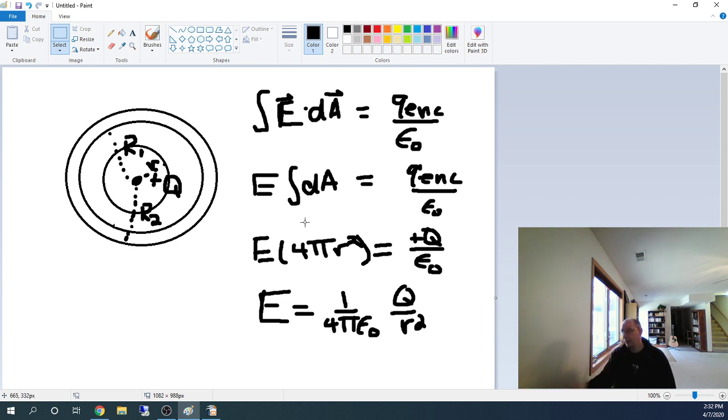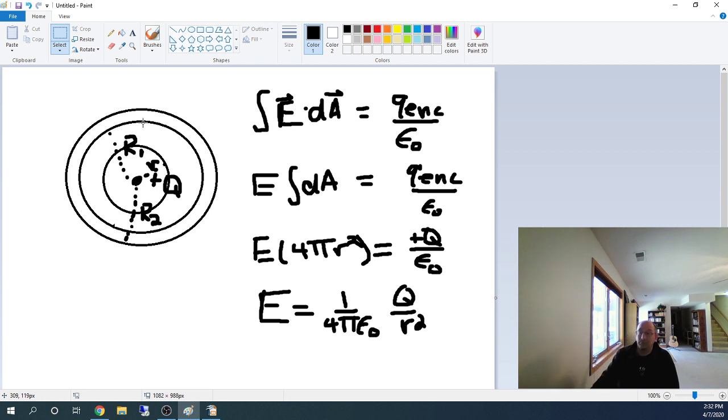Then I would perform the same thing except the R would be different. But the other thing that would be different would be the charge enclosed. It wouldn't just be this, it would be whatever charge there was on the interior surface here. We're not enclosing the charge on the outer surface, only on the inner surface.